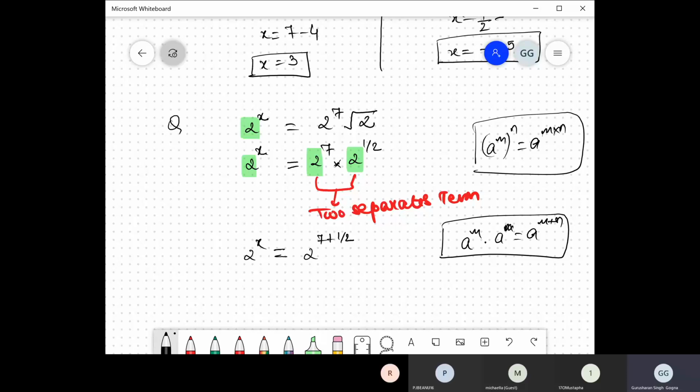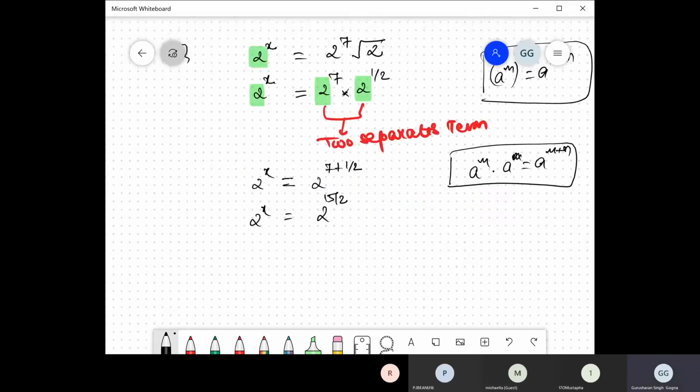So first law is when you have two separate terms in multiplication with the same base, then you can add the powers. So this will give you 7 plus half, which is 15 over 2 if you want to write it as a fraction. And now you can compare because you have only one term on the left side and on the right side with the same base 2. So you can say x should be equal to 15 over 2. So that's the answer.